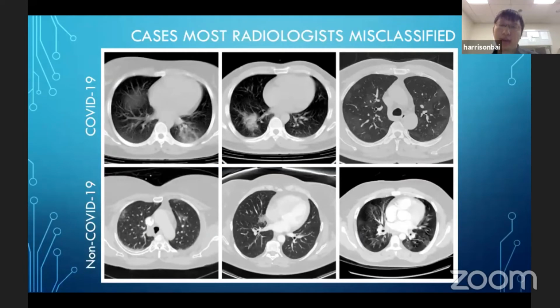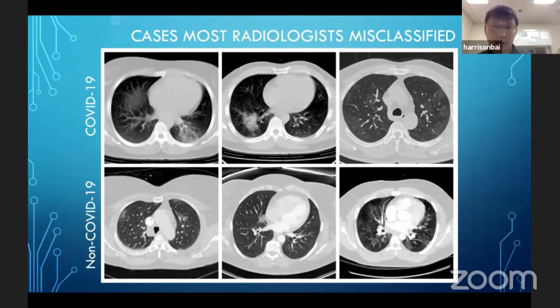And then we look at cases where most radiologists misclassified, and by most radiologists, we basically took 4 out of 6 as our number. So these are the 6 cases that we chose to display. The top 3 and the first 2 on the bottom are the ones where the radiologists were wrong, but the AI algorithm was right. And for the last one on the bottom right, both the radiologists and the AI were wrong.